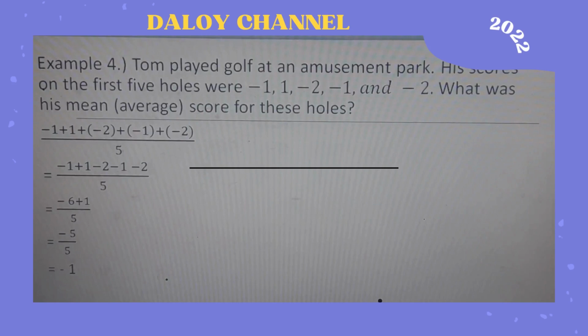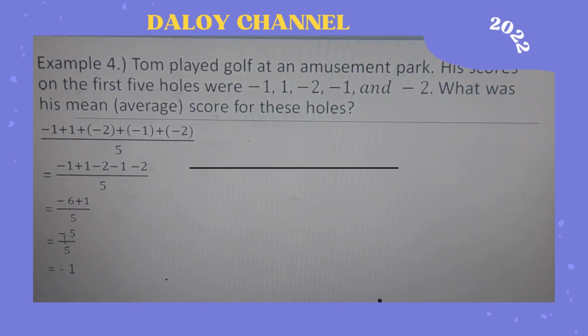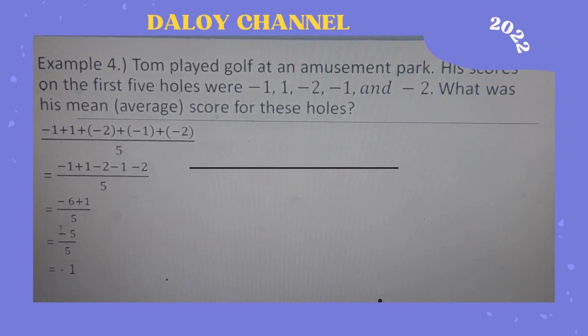Then after that, try to simplify it by combining like terms or like signs. So, negative 1 plus negative 2 plus negative 1 plus negative 2, we have a total of negative 6. And that is to be added to positive 1. There, unlike signs, so we need to find the difference. And the difference, by the way, is negative 5.